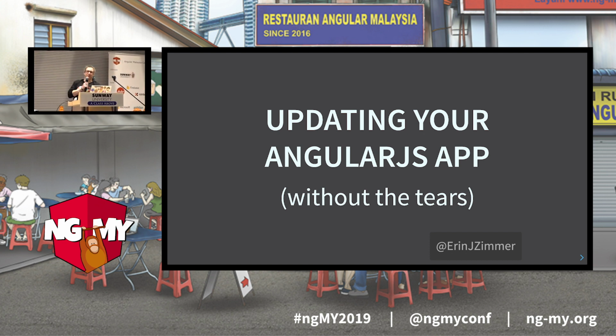Okay, so a couple of things before we start. First, the terminology. AngularJS refers to everything before version 2, so everything up to version 1.7. And Angular refers to everything from version 2 onwards, right? We all okay with that? Yeah, we all agree it's a stupid naming convention?